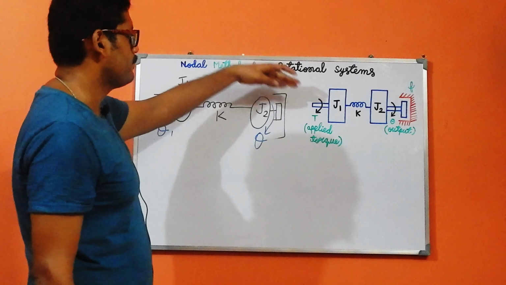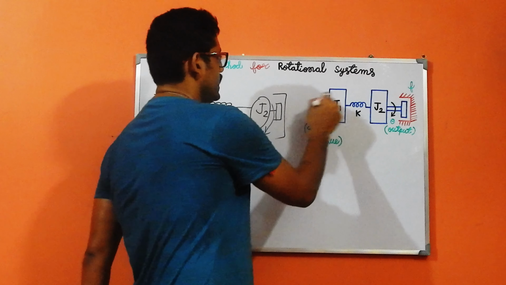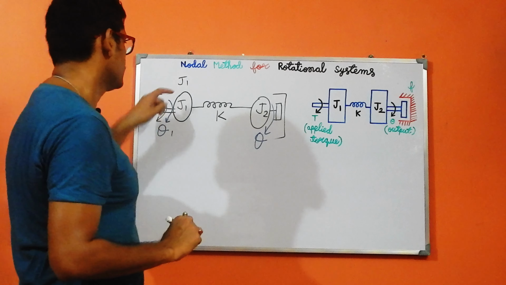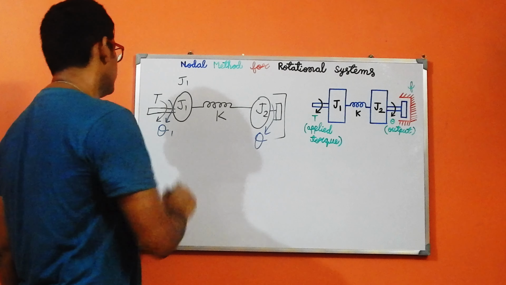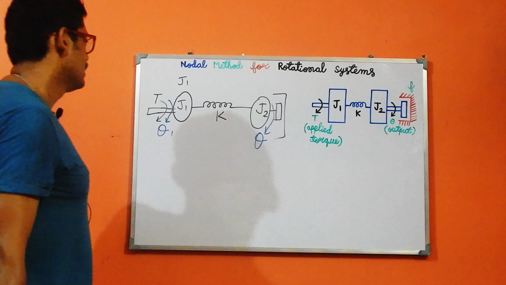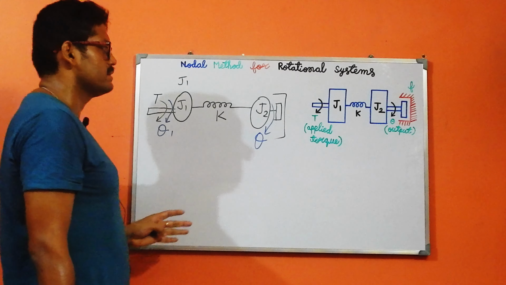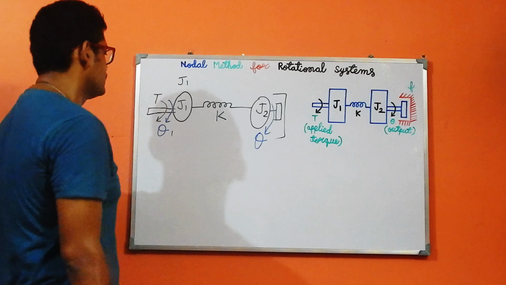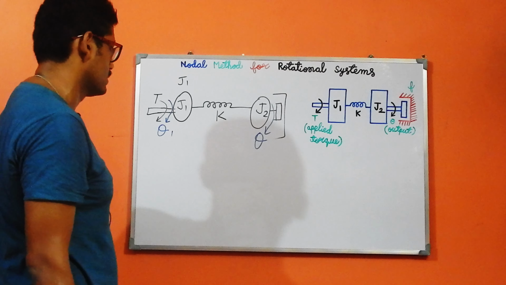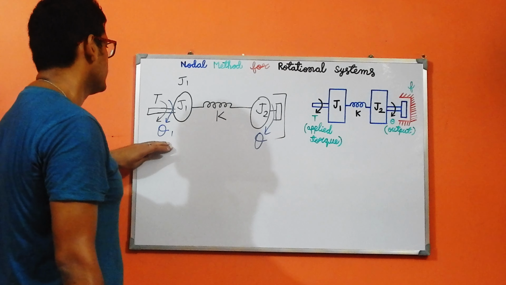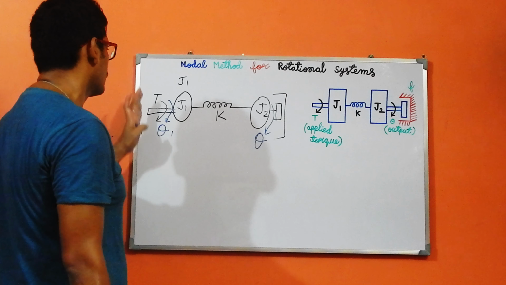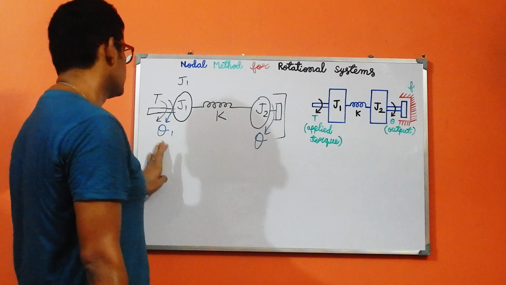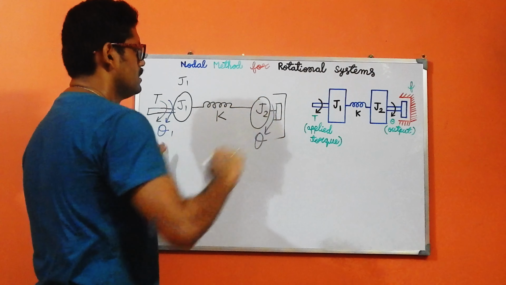If you apply the torque on any given rotating system, say on this rotating body J1, angular displacement happens on that given body, and I have considered that this angular displacement is our theta 1. And because of this angular displacement, as we have applied the torque on the moving body, that angular displacement has transferred towards the rest of the body.